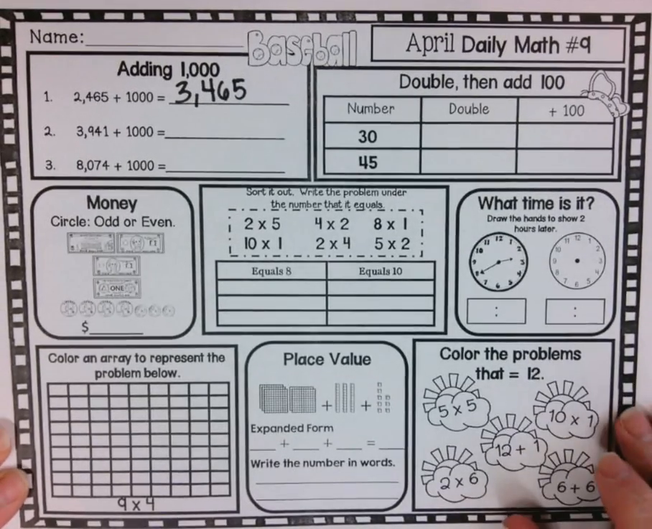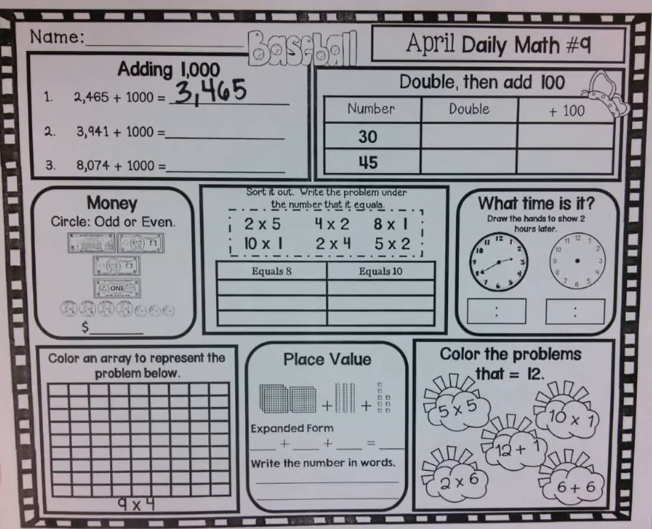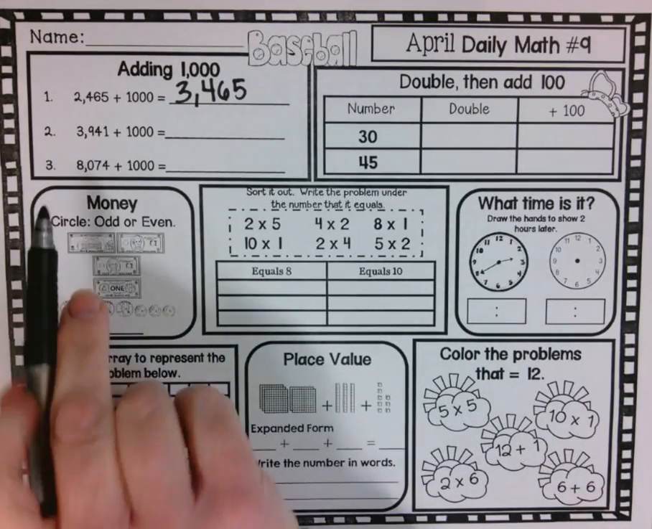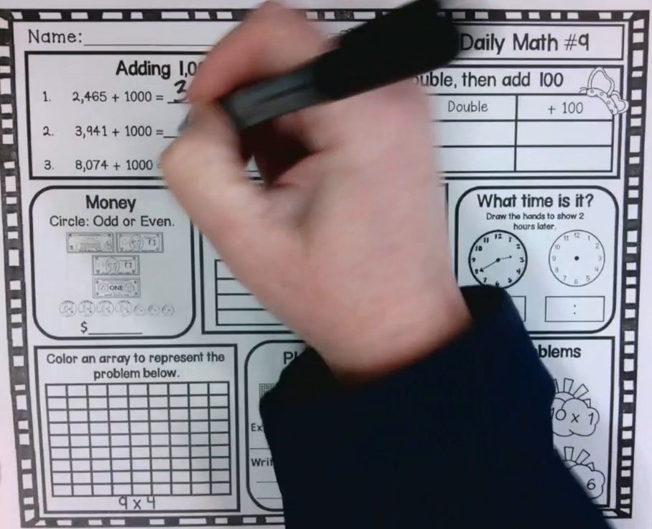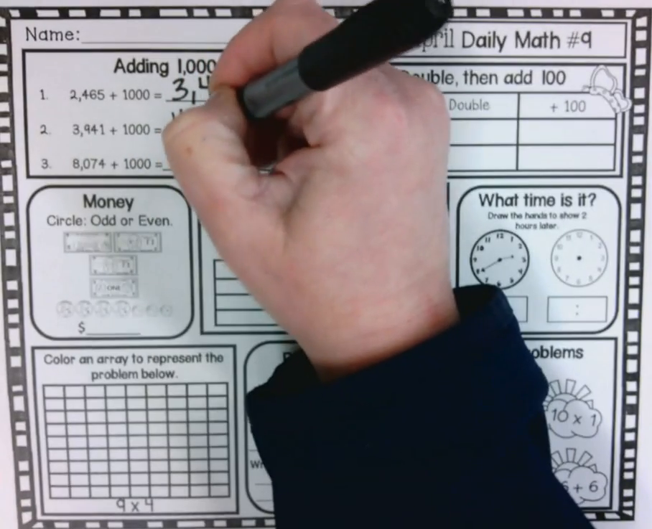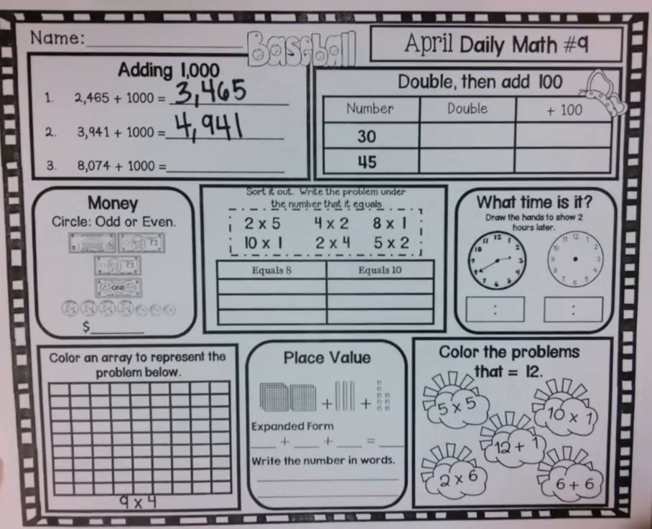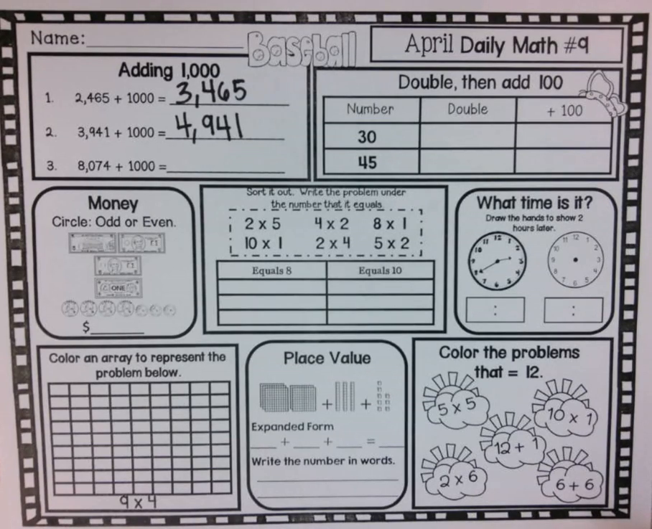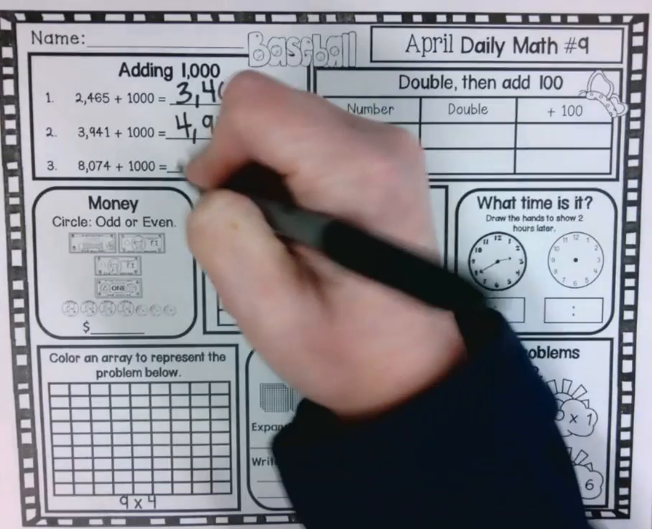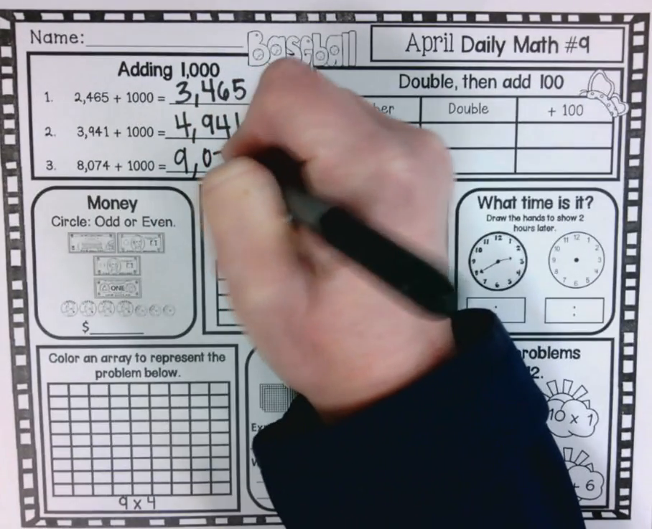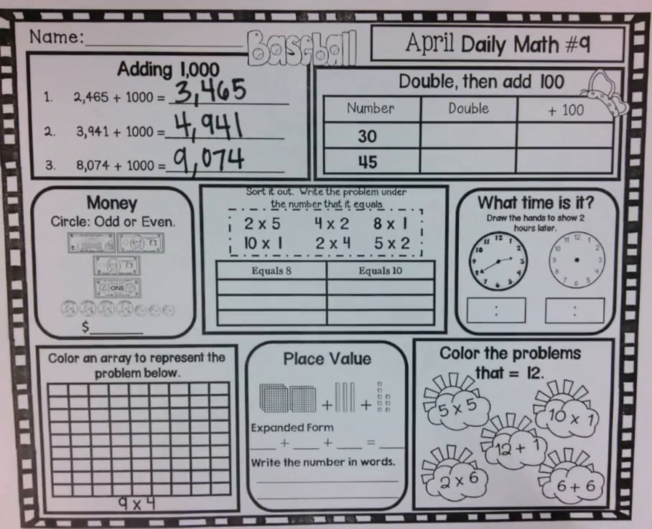3,941 plus 1,000 will be, we add 1 to the 3, that will be 4,941. 8,074 plus 1,000, we add 1 to the 8, 9,074.